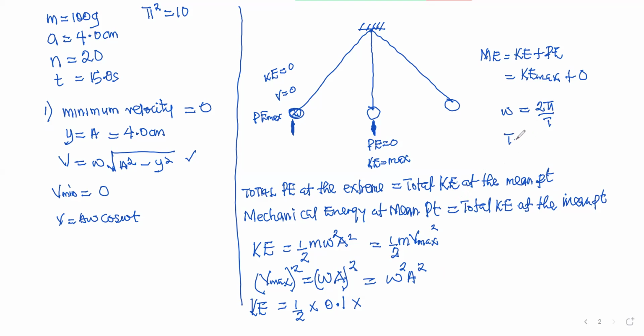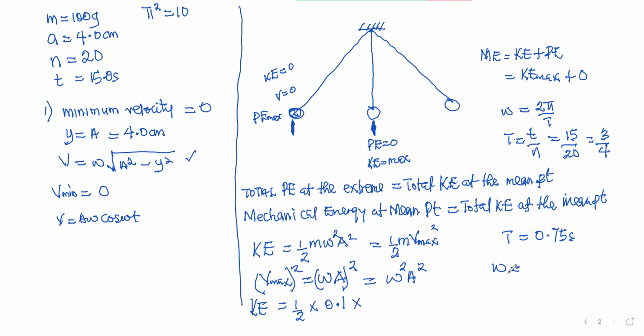And T is also total time divided by number of oscillations. Therefore, we can find T. T is equal to 15 over 20, which is 3 on 4. Okay, please help me determine 3 on 4 in decimal. 0.75 second. So once we have the period, we can easily calculate for angular velocity.